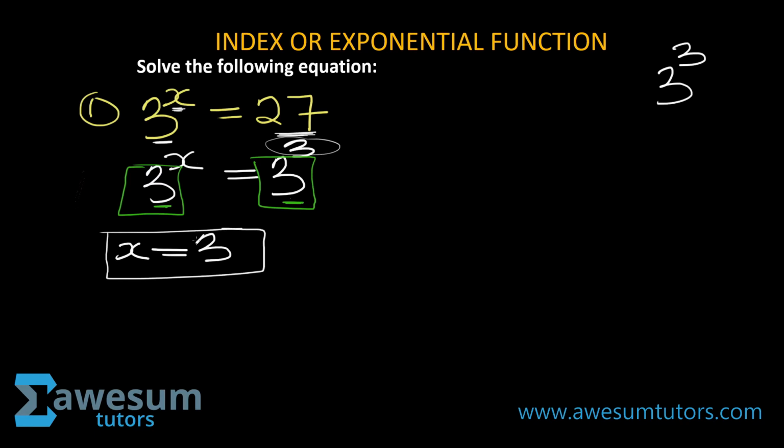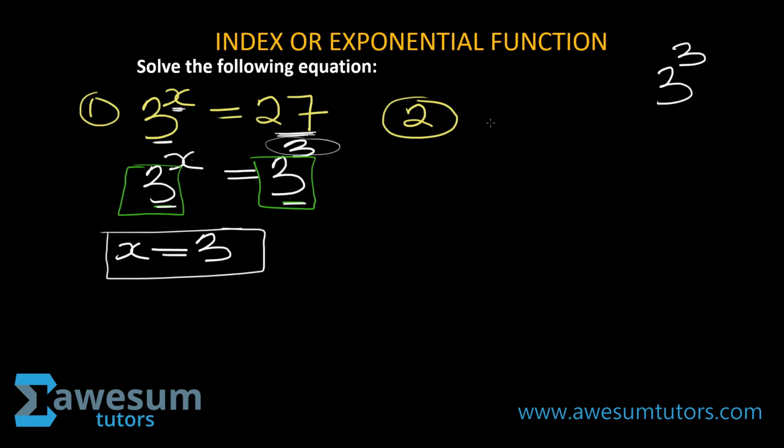Take note of what we did again. This is 3 raised to the power of x equals 27. What we did was to express 27 as a base of 3. 27 is the same thing as 3 raised to the power of 3. Now, since you have the same base right here and right here, all you have to do is just equate the powers. x equals 3. Let us take a look at another example right here for you guys to better understand this concept.